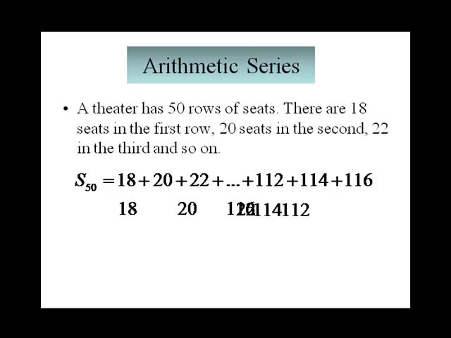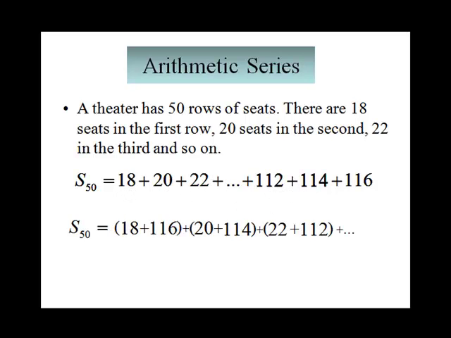What I'm going to do is regroup the numbers. So I take the first with the last, the second with the second to last, third with the third to last, and so on. So what I'm doing is pairing up each of those numbers to get the sum of the first 50. Here's what's nice about this. 18 plus 116 is 134. 20 plus 114 is 134. 22 plus 112 is 134, and so on. So what we would get is 134 repeatedly added.